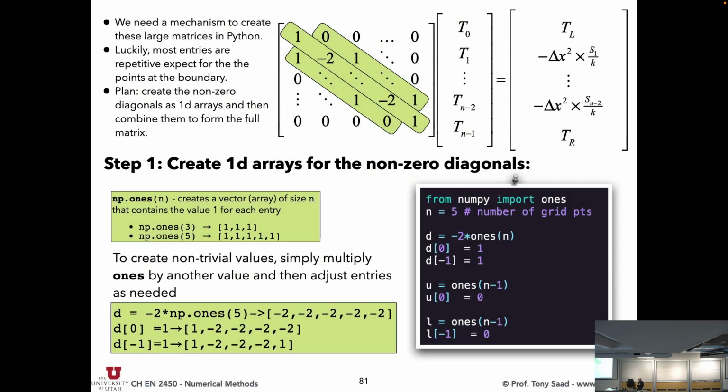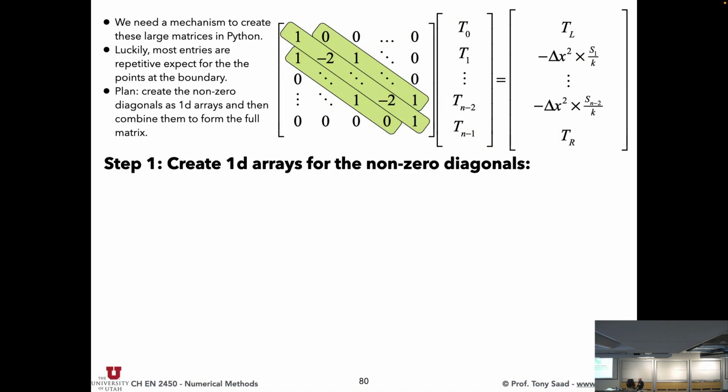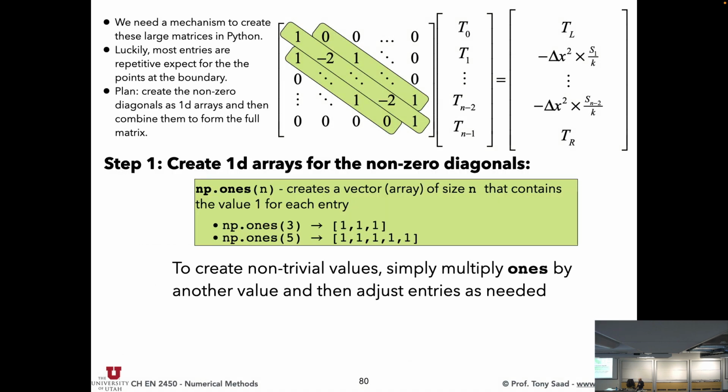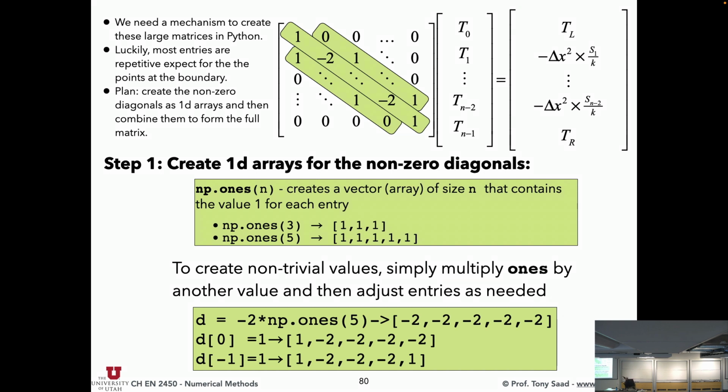Now, what are we going to do about the main diagonal? Simply multiply a NumPy array of 1s by minus 2. It gives us a bunch of minus 2s, right? And also fix the first and last entries.